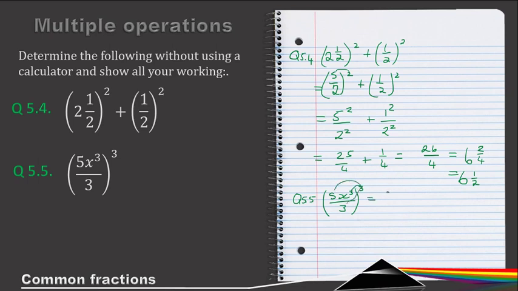So this is then 5 to the power 3 x. Now these exponents multiply together, so 3 times 3 gives me 9, and then 3 to the power 3. And then I have 5 to the power 3 is 125, x to the power of 9, and 3 to the power 3 is 27.